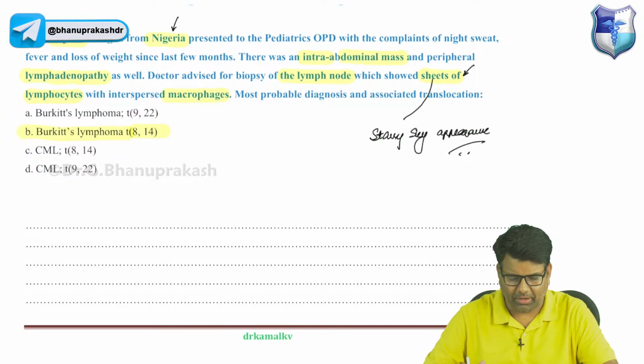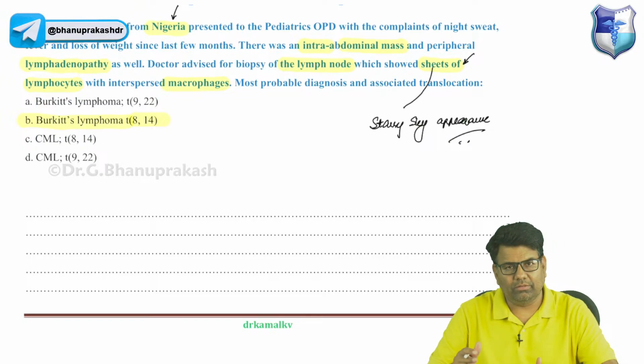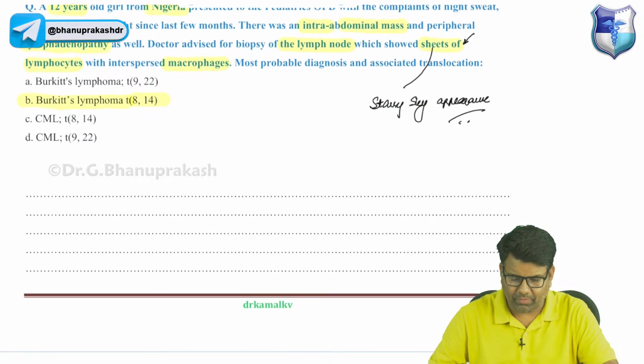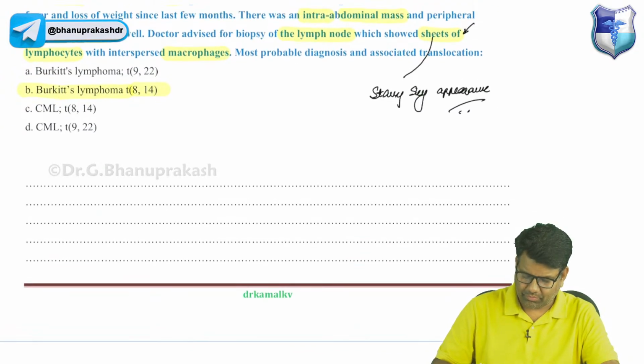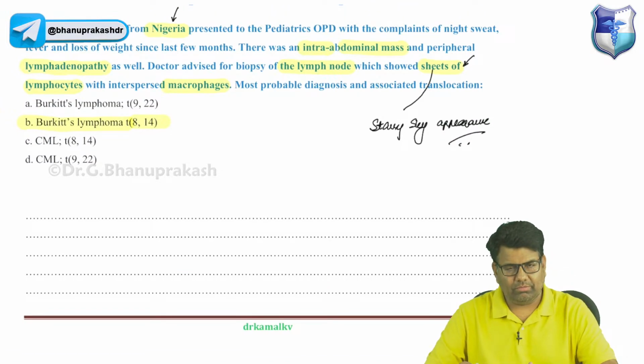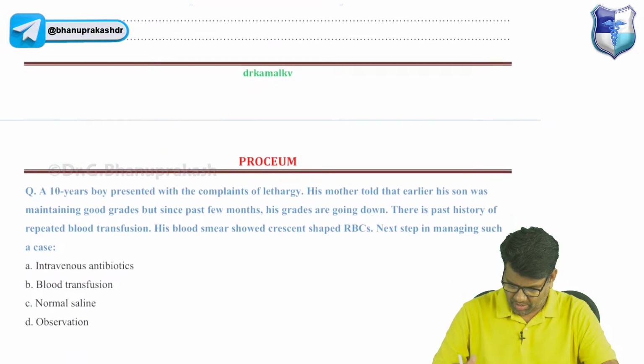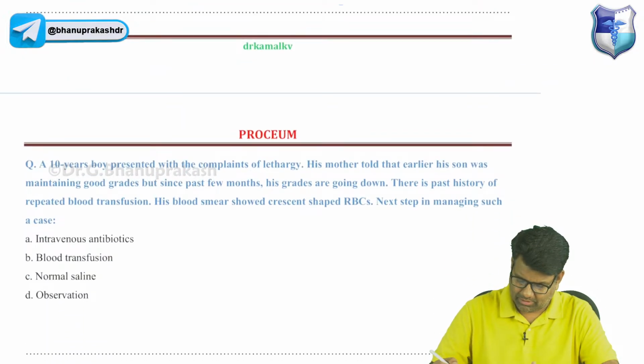And yes, it is caused by Epstein-Barr virus and principally related to the African area. So very easy to identify. The moment you have a patient of African origin, especially a child, always think of Burkitt's lymphoma. Okay. Moving to the next question.